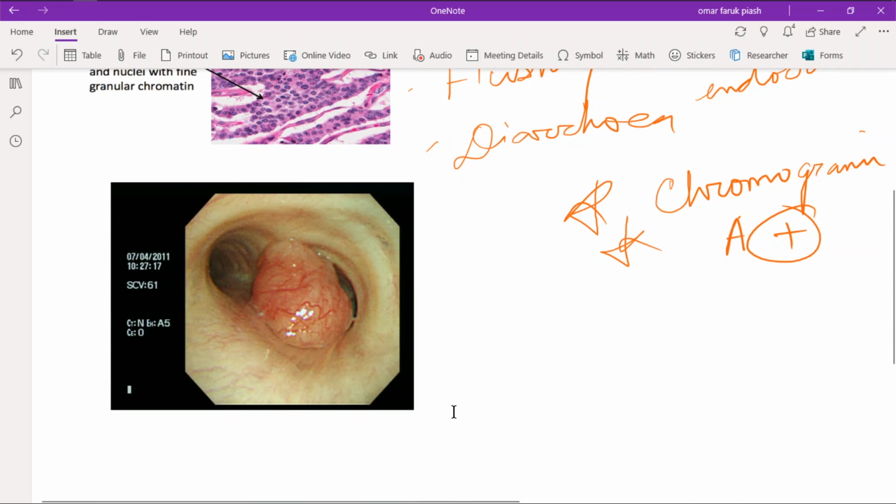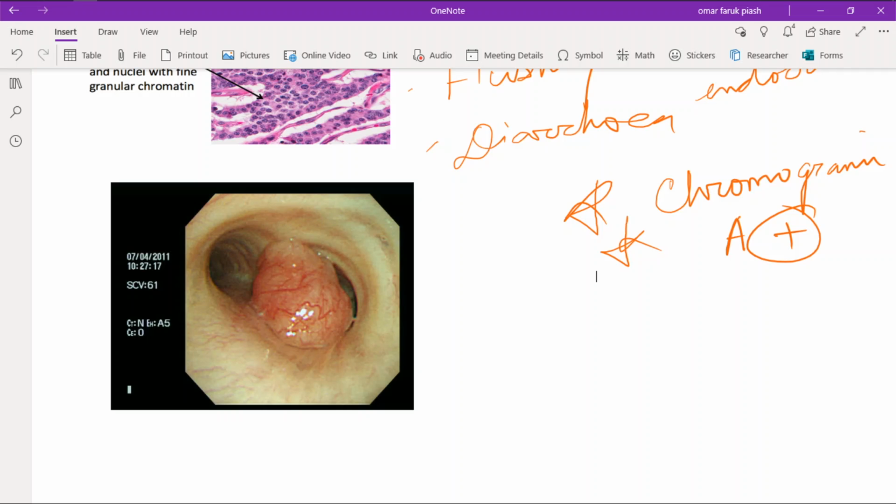This is the endoscopic view where there is a mass lesion in the carcinoid tumor. Carcinoid tumor has an excellent prognosis, and it is located both centrally and peripherally.